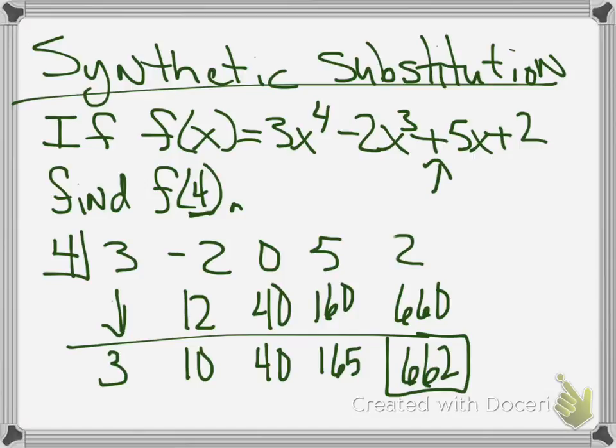Look, all you care about is the remainder. If I ask you to evaluate using synthetic substitution, you are telling me f of 4. If I were to put the 4 in place of those x's, my answer would be 662. So f of 4 is equal to 662. Yay! Let's look at another one.